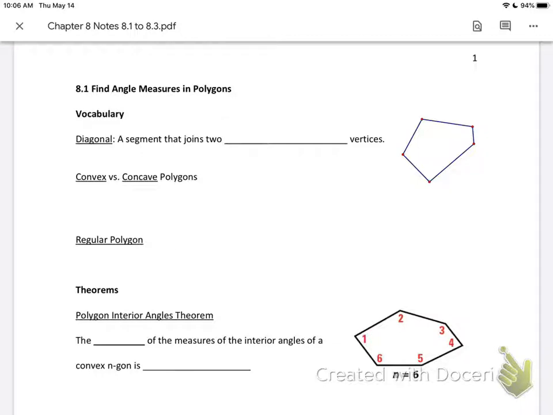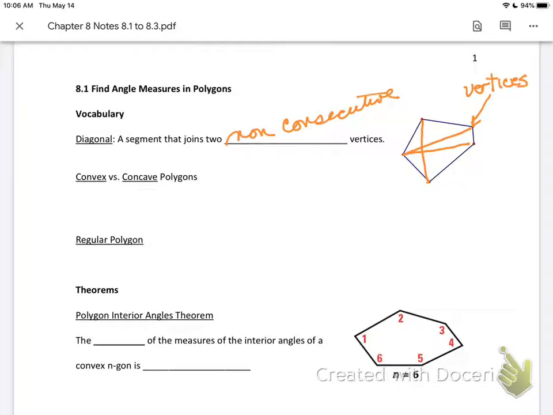So a little vocabulary. Diagonal is a segment that joins two non-consecutive vertices. Okay, so that means, let's do some examples here. This would be a diagonal. This would be a diagonal. And that would be a diagonal. Okay, so two non-consecutive vertices. Remember, the vertices are the points. Okay, so those are the vertices.